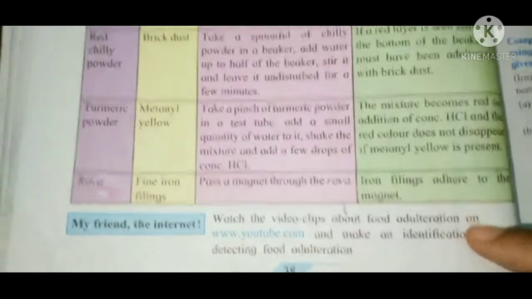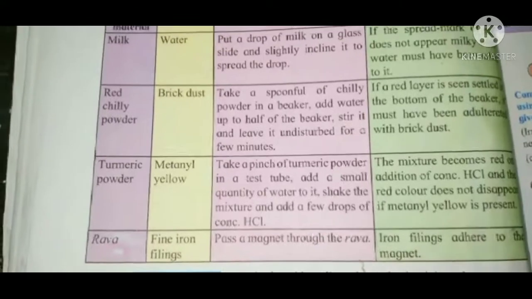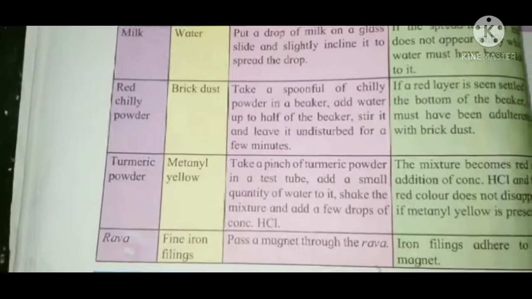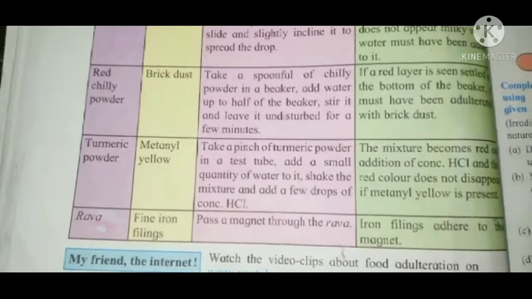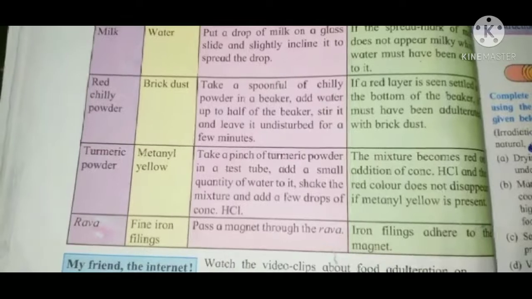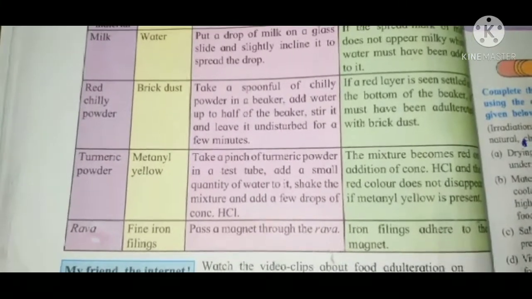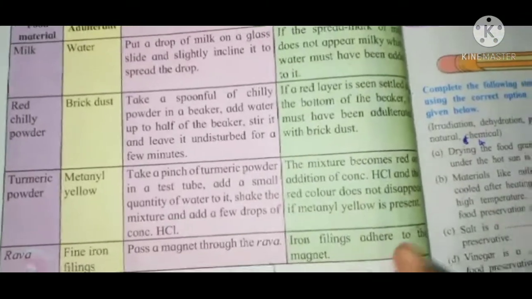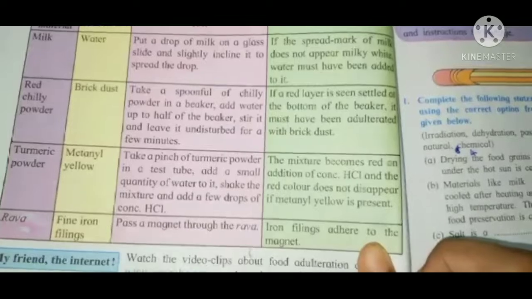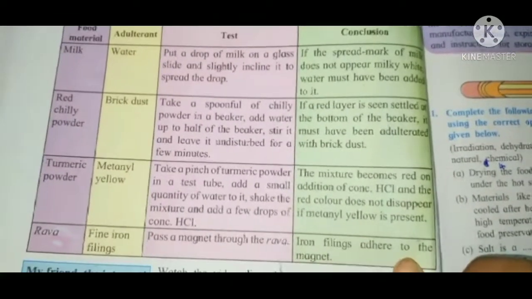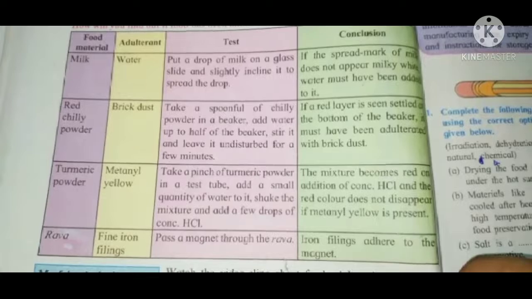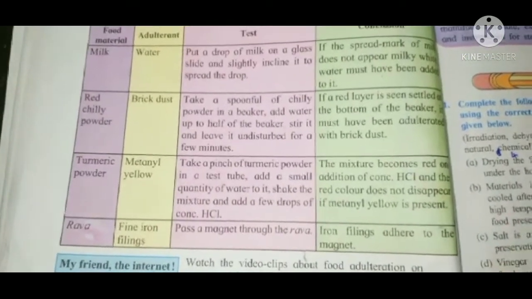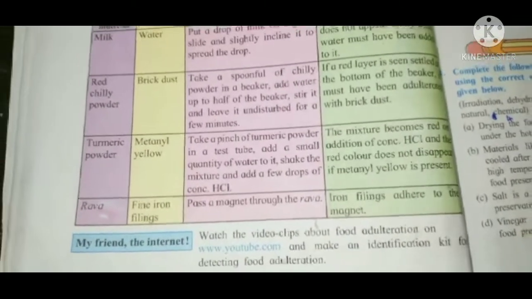Now, turmeric powder, adulterant methanil yellow. Take a pinch of turmeric powder in a test tube. Add a small quantity of water to it. Shake the mixture and add a few drops of concentrated HCl. So what will be the conclusion? The mixture becomes red on addition of concentrated HCl, and the red color does not disappear if methanil yellow is present.